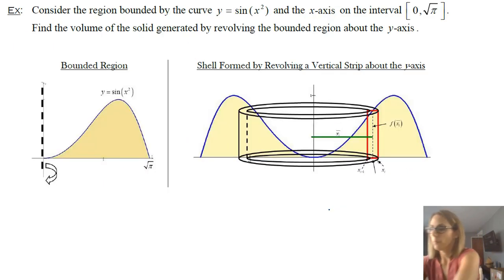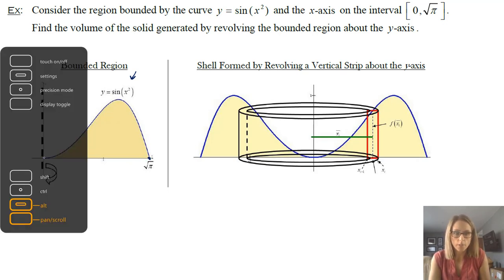So let's take a look at an example here. And we've got a nice picture to help us out. So this here is sine of x squared. And it's only from 0 to the square root of pi, so you can see that. And of course that helps us, right? Because then we can see that at square root of pi, we do get 0, because that's just sine of pi. So that's why it goes from here to here.